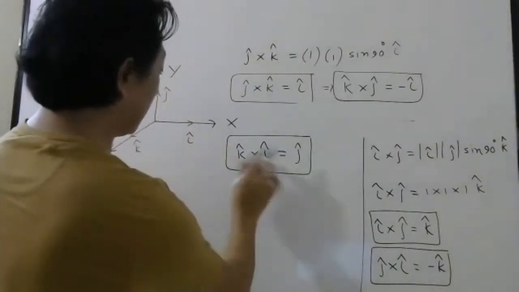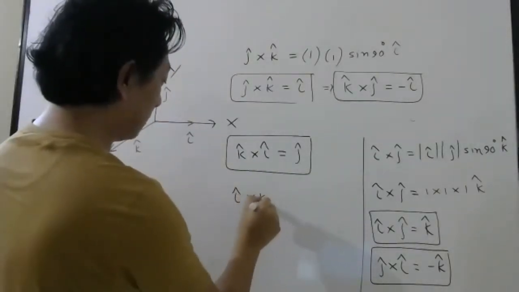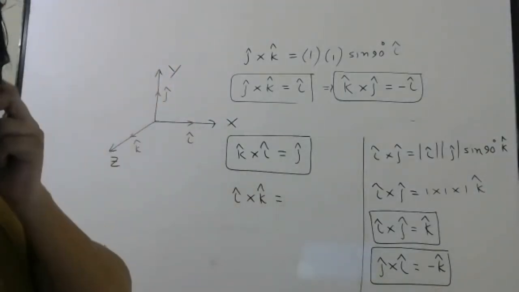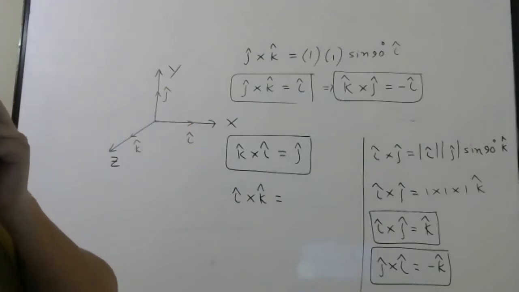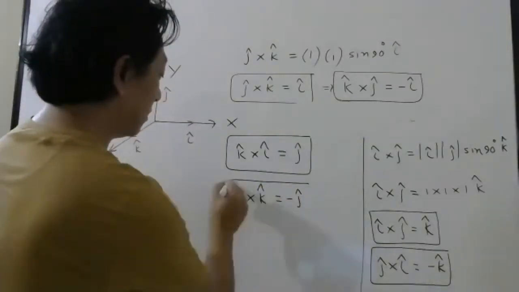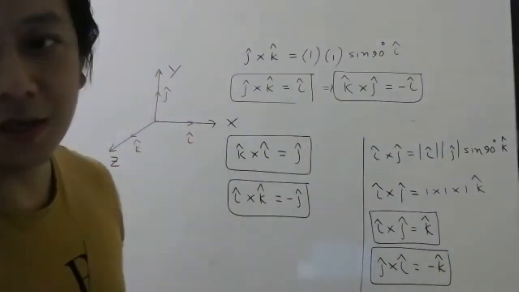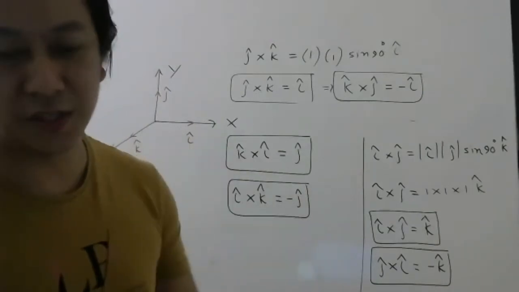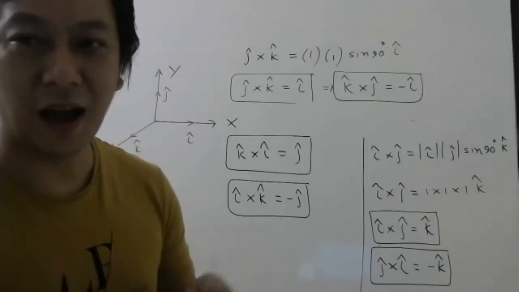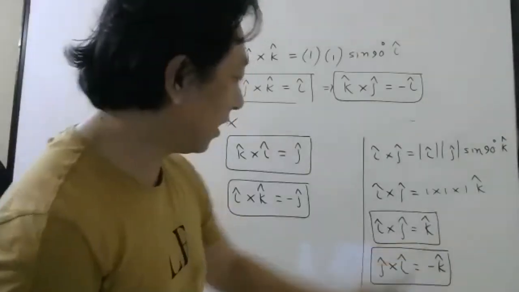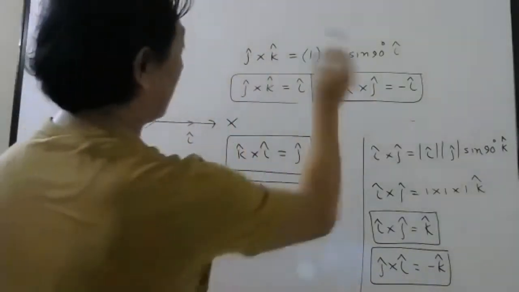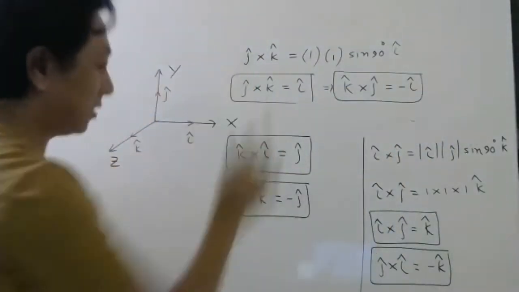Now here what will be ulta if I do? Ulta minus j cap. So I have shown you all the possible combinations. I cross I, J cross J, K cross K. Then I told you I cross J is K. J cross I will be ulta, minus K. J cross K is I. K cross J is minus I. So all combinations I have told.